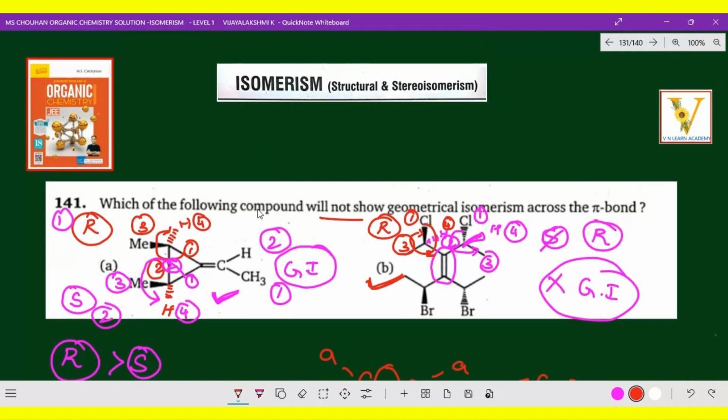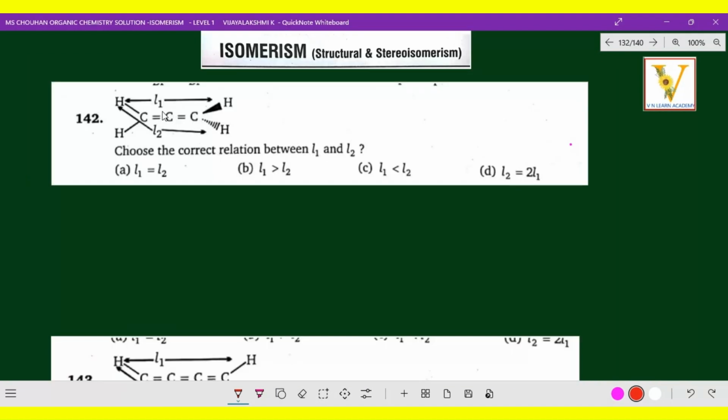Hope you got the clarity on how to identify geometrical isomerism and which is not possible for geometrical isomerism in this question. Come on, let's go to the next question. Here they have given this kind of compound. Choose the correct relation between L1 and L2, right?